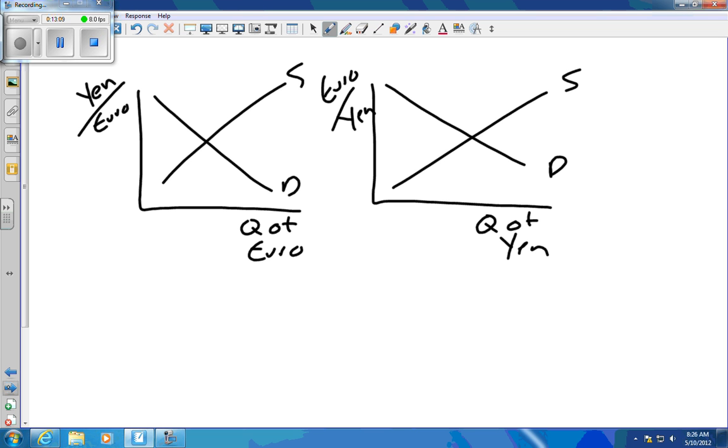So I have to go to the forex and say, hey, forex, I would like some yen. So on the market for yen, I'm demanding yen. So you see what happens there. The demand curve shifts to the right. The forex says no problem. I can give you whatever you want. You want yen, I can give you yen. The only thing is you have to give me something.